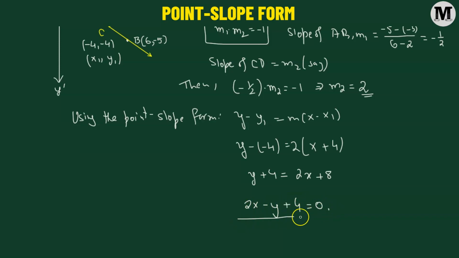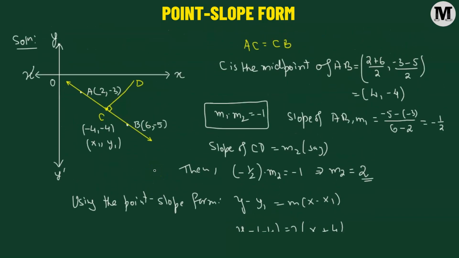So this is going to be the equation of the straight line, which is the perpendicular bisector of the line formed by joining the points A and B. Okay, let's move on to the next problem.